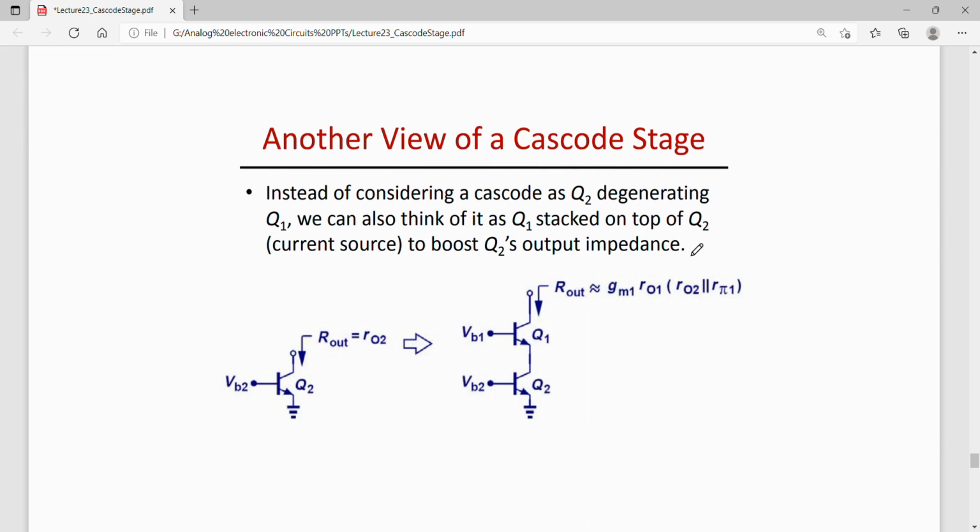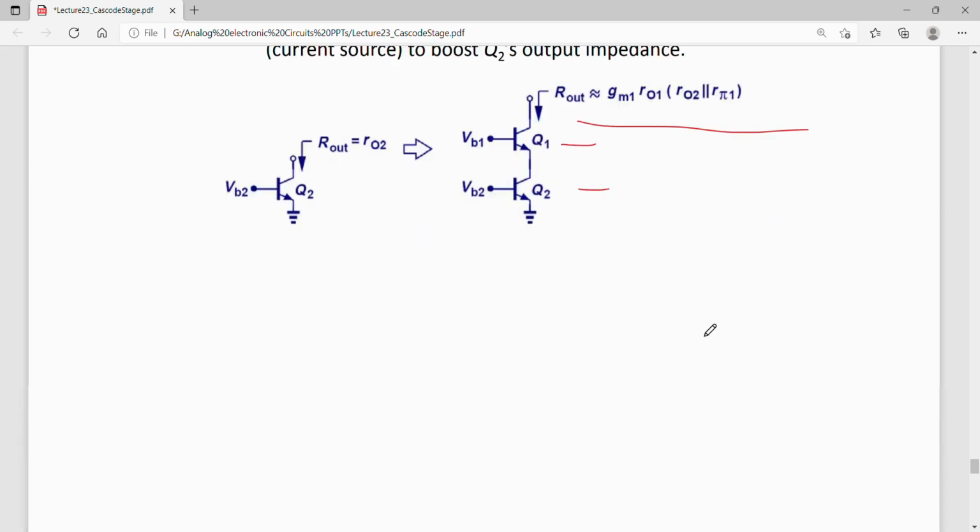Yeah, so this also we had seen, that another view of cascode could be that you have a stack of transistors. That is, a BJT stacked over another BJT. And one can find out the output impedance. So we had seen this.